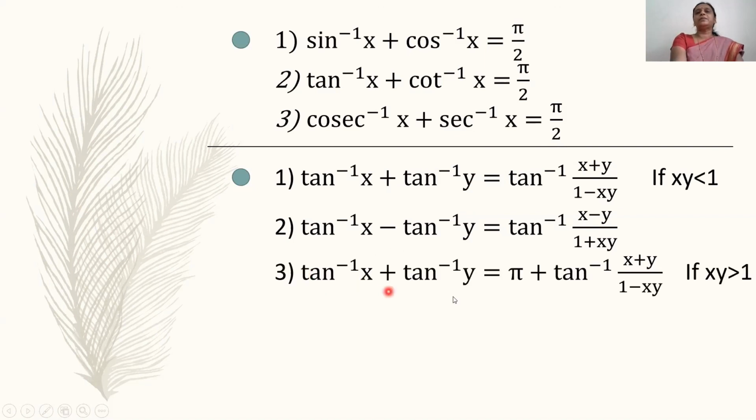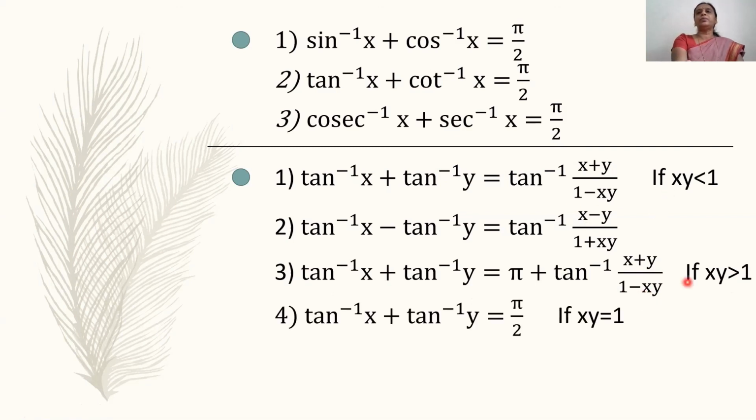Now we will see the third. Tan inverse x plus tan inverse y is equal to pi plus tan inverse of x plus y divided by 1 minus xy, if the product of xy is greater than 1. Then in that case, you have to use this property. If the product is less than 1, you use the first. If the product is greater than 1, you use the third property.